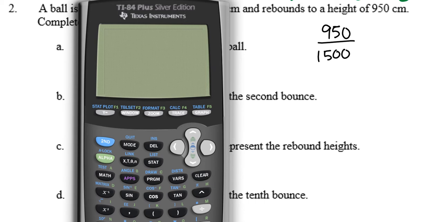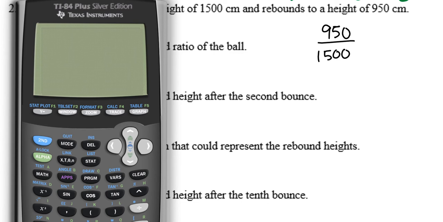And I think most of you took that number and turned it into a decimal approximation. So you can take 950 and divide it by 1,500. Whoops, I did not press divide. And when I do that, I get 0.63 repeating. So if you were to write 0.63 and indicate that it does repeat, that's perfectly fine.